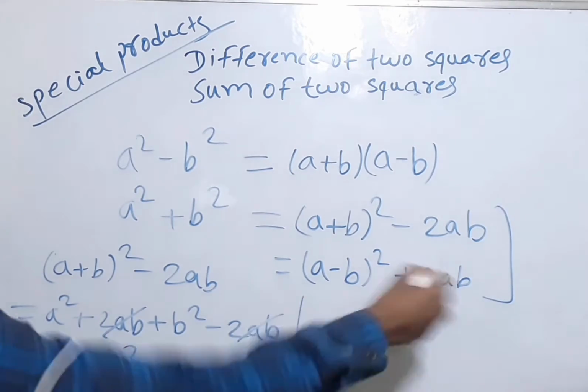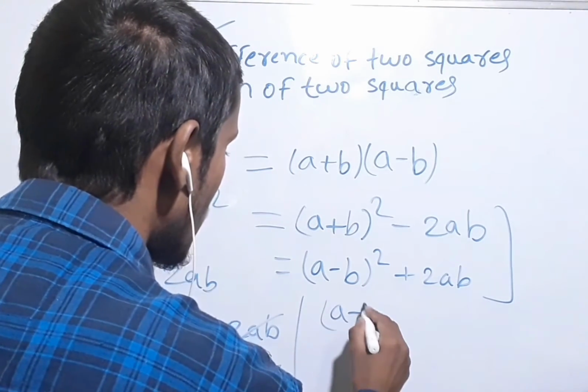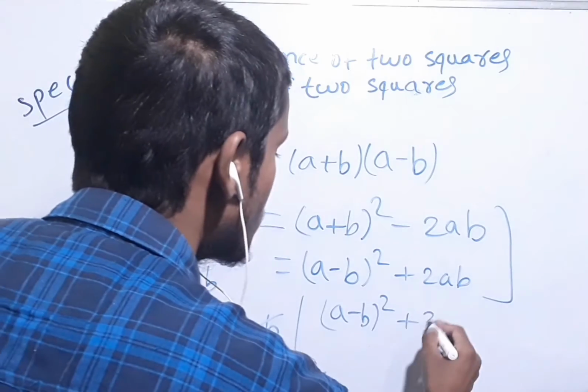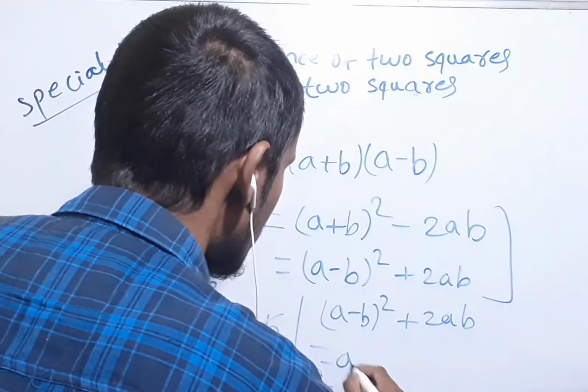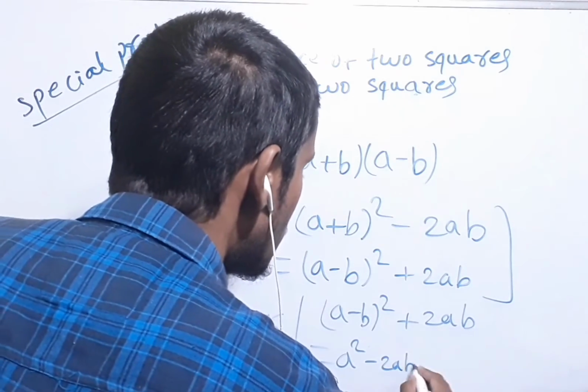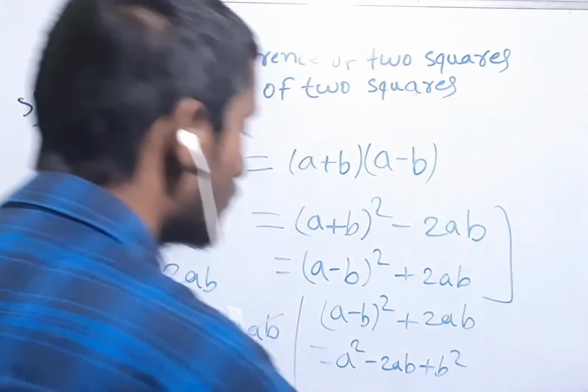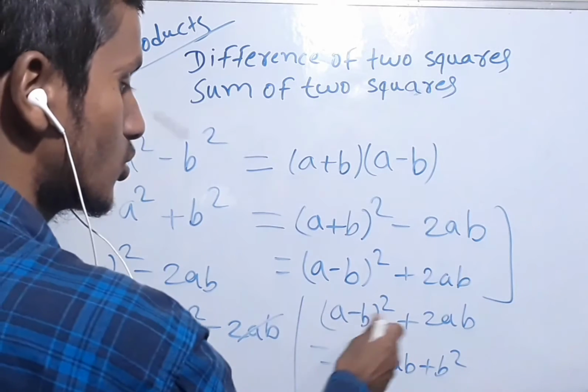Okay, let's talk about another equation. So (a minus b) to the whole square plus 2ab. If we solve that, we should be getting this thing again. So this is a squared minus 2ab plus b squared. Again, I have made a video on the formula of this.